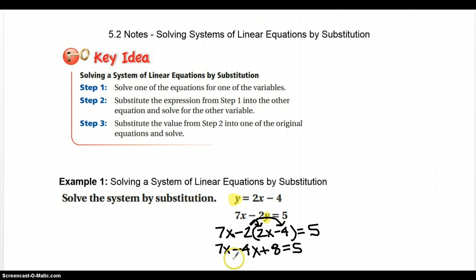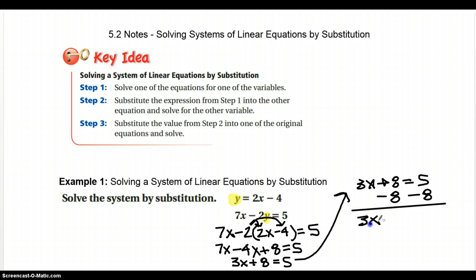So 7x minus 4x is 3x. Plus 8 is equal to 5, and I'm going to go up here because I'm out of room. So if 3x plus 8 is equal to 5, I subtract 8 from both sides, and I have 3x is equal to negative 3. Divide both sides by 3, which makes x equal to negative 1. So in my coordinate of x comma y, I know my x coordinate is negative 1.